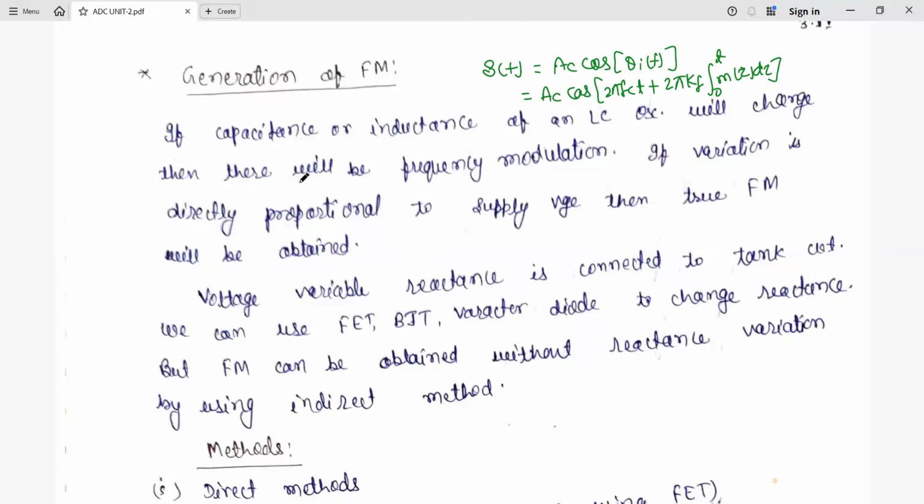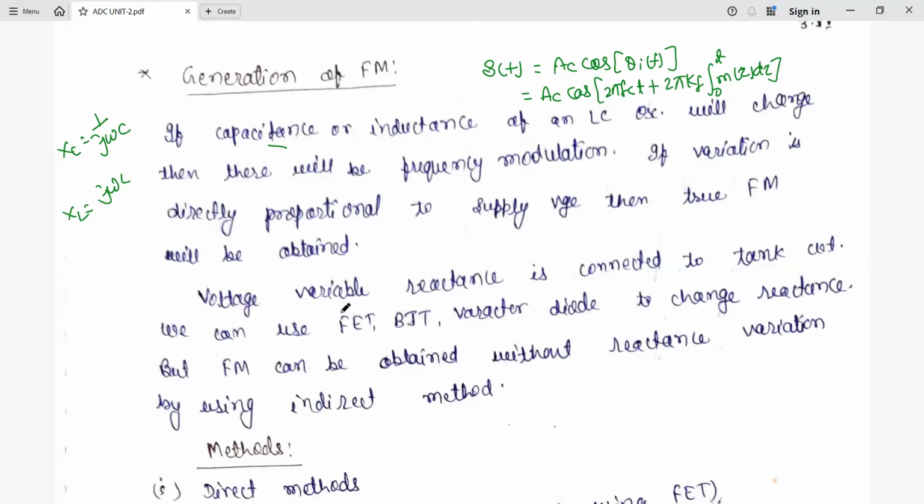Either we are going to use capacitance or inductance. Xc is the reactance of the capacitor, 1 by j omega C, and omega is 2 pi f, so we are able to generate the frequency. Again, XL is j omega L, and omega is again 2 pi f. So inductance and capacitance are required for frequency modulation. This can be done with the help of local oscillators, like the Hartley and Colpitts oscillators. All of these can be used.